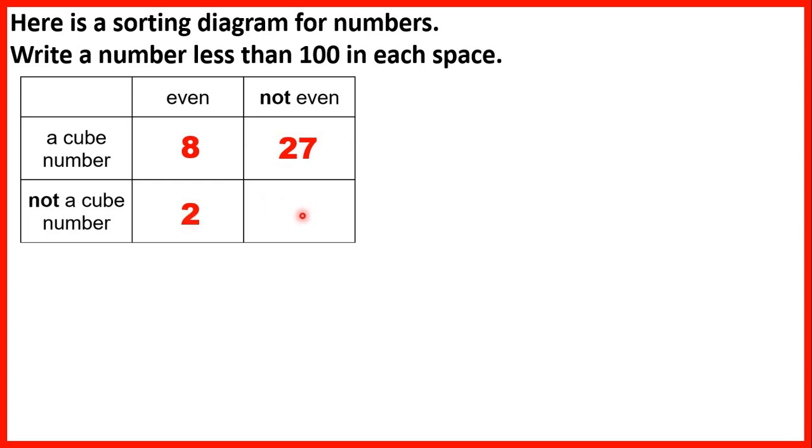And there are also lots of possible answers for this box here. We need a number that is not even, so we need an odd number that is not a cube number. So we can have 3, 5, 7, again, lots of possibilities here. But we can't have 1 because remember 1 is a cube number, because 1 times 1 times 1 is 1.